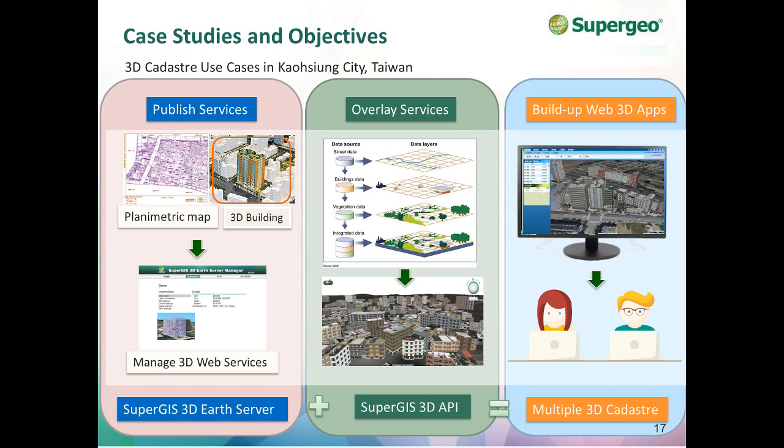Okay, for the first part, everyone can see you should have prepared your data and upload your data to become the web service by using the SuperGIS 3D server. And you can try to control and manage your data centrally. And further, you can overlap the different services depending on your projects, and you can check your web service and the resource, and finally build out your 3D globe, and finally get your multiple 3D cadastre systems.